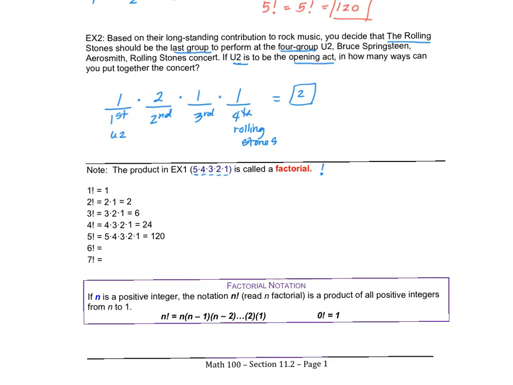In example 2, since the Rolling Stones and U2 had a specific position, I was not rearranging them. Their position is set. The only thing I really had to figure out how to rearrange were the remaining 2 groups. So that's actually 2 factorial, which is 2 times 1, or 2.